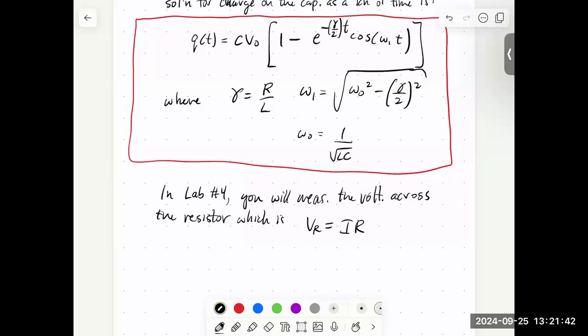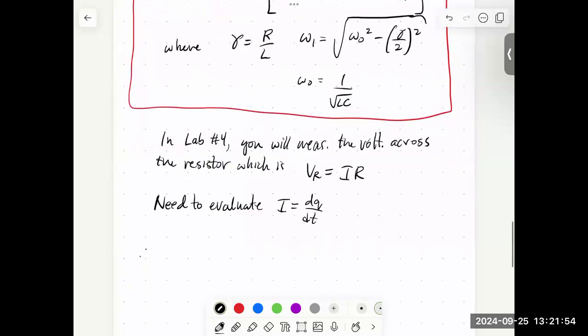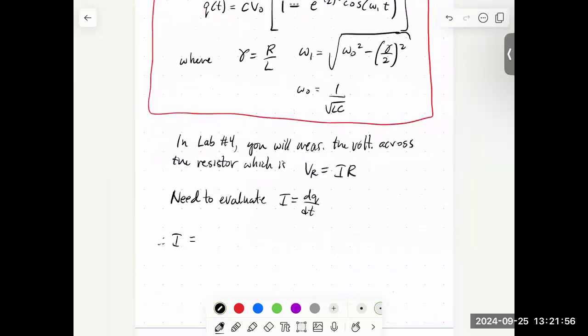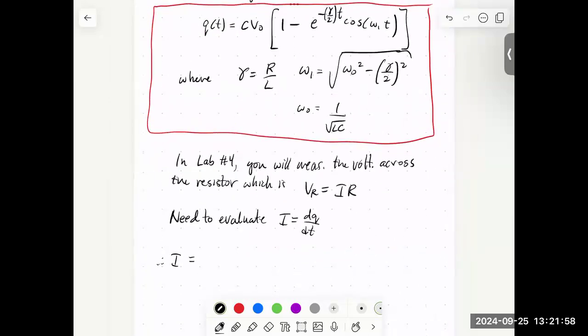Okay, so that means we need to evaluate I is dq dt. And let's see if I can get that on the screen. You can already see that it's going to be a bit of a mess, right? Because when I do the derivative, I have in the second term a product of two functions that both depend on time. And so that means we have to use the product rule.